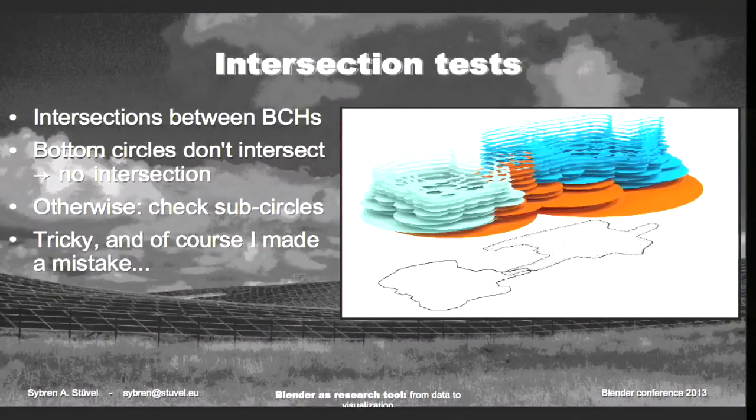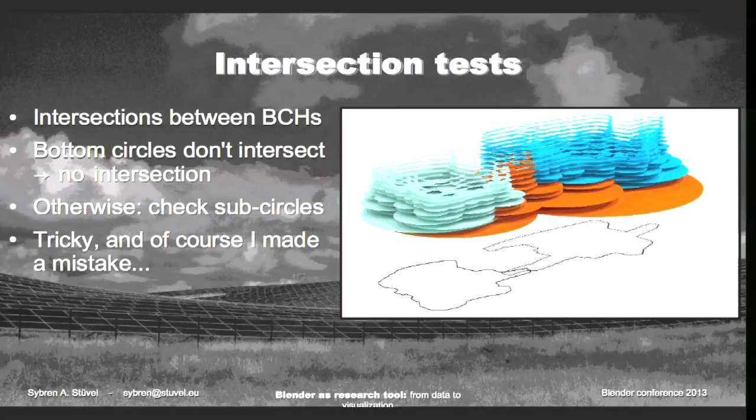And I can also do images like this, where you have an intersection test between two shapes, and the orange circles are for the circles that actually intersect each other. So you see that you can compare a relatively small subset of all the circles. And this is a bit tricky. The algorithm goes like, okay, if the bottom circles don't intersect, there's no intersection. Otherwise, we'll have to look at the next level.